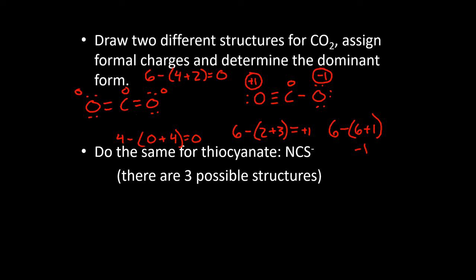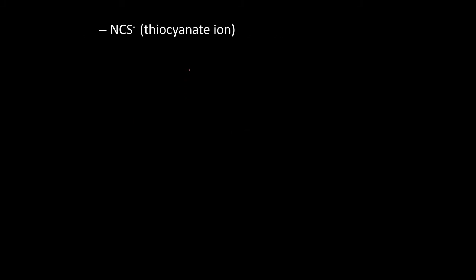Let's do the same thing with NCS-, thiocyanate. So we are going to have 3 different options for thiocyanate. And I would like you, starting from this point, to pause the video and try to work out what the 3 possible Lewis structures are. So go ahead and pause the video and see if you can work out what 3 different structures are, not moving the atoms around, just 3 different ways for them to be bonded together.